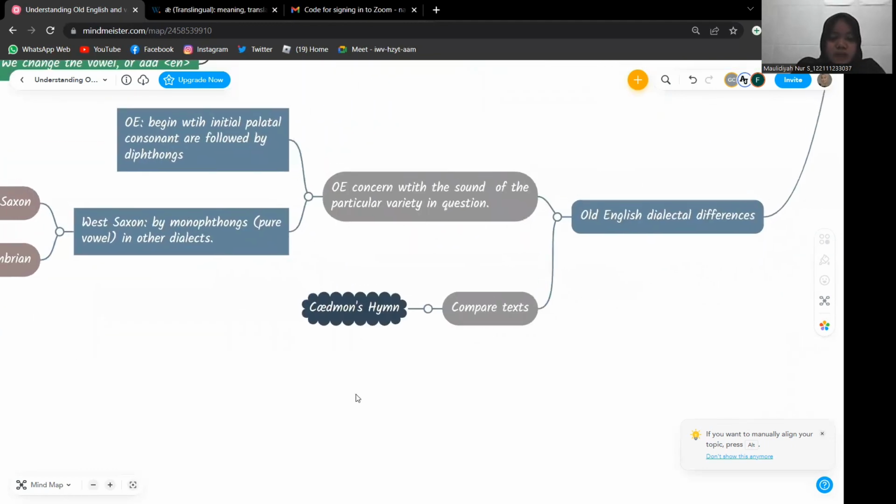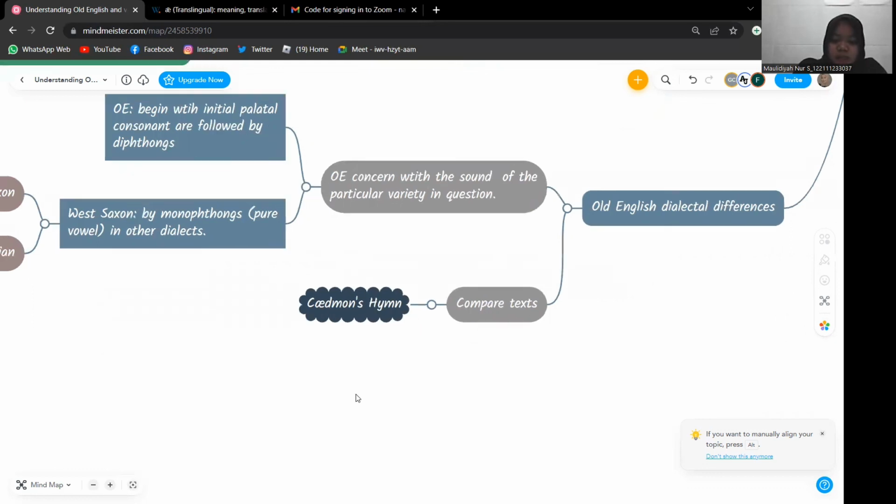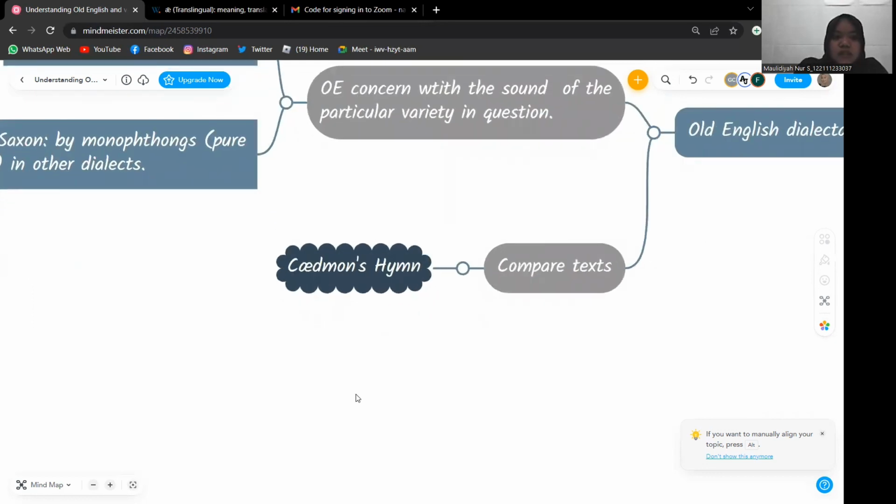So one way of investigating dialectal differences is to compare texts which exist in more than one dialect. For example, Text 19. You can see the text on page 46 in your book.